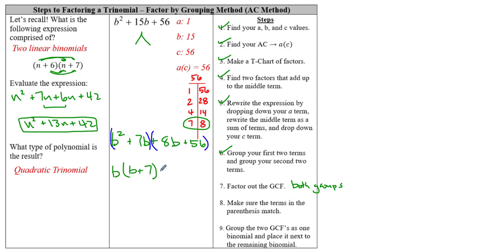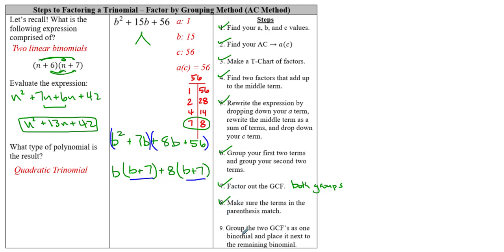And then 8b and 56. Looks like I can take out a positive 8. And then I am left with b plus 7. All right. Yay! Make sure the terms in the parentheses match. So this is step 8, and if we look, b plus 7 does match b plus 7, so we are good to go on step 8.